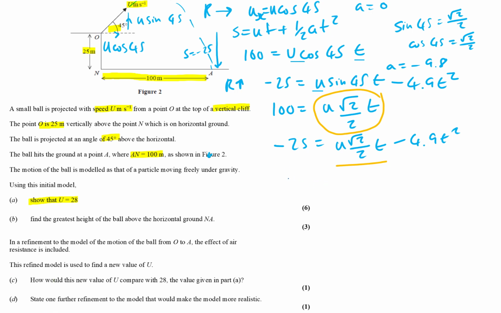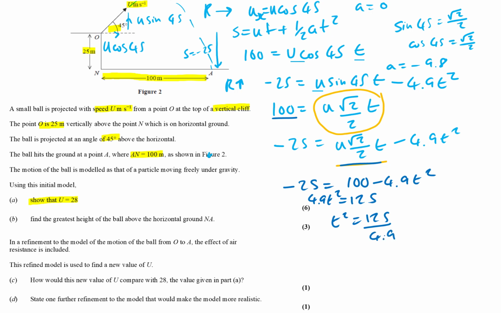So, changing pen, we're going to use this 100 in place of here. So we're going to get minus 25 equals 100 minus 4.9 t squared. We're going to solve that, and we get 125 equals 4.9 t squared. We get t squared equals 125 over 4.9. Square root that answer, which is going to give us 25 root 2 over 7.